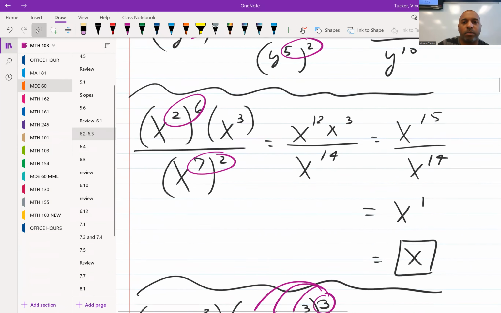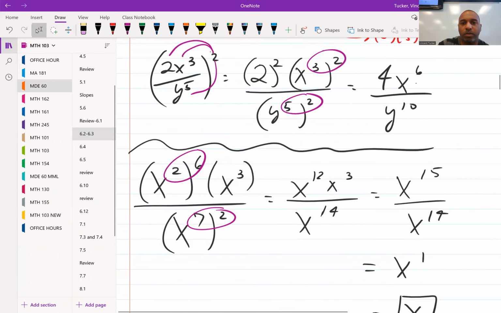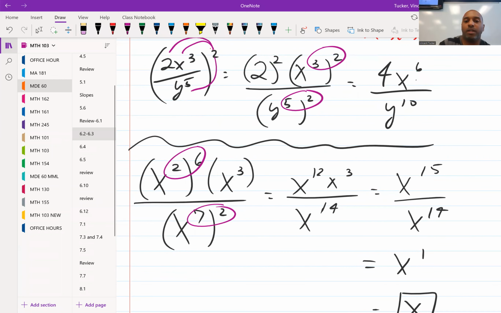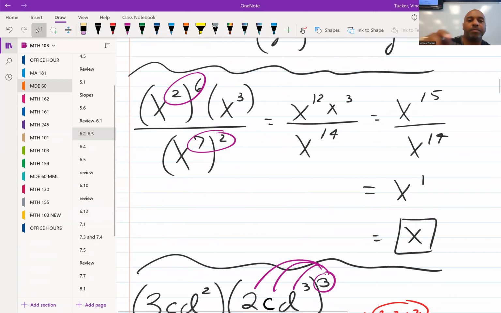All right, so let's look at this one. So let's say we have x to the second power raised to the 6th power, times x cubed, all over x to the seventh power raised to the second power.